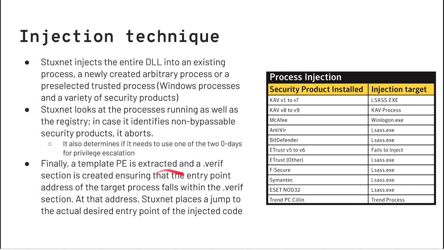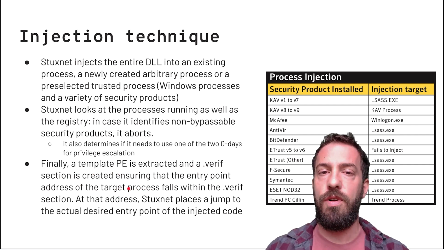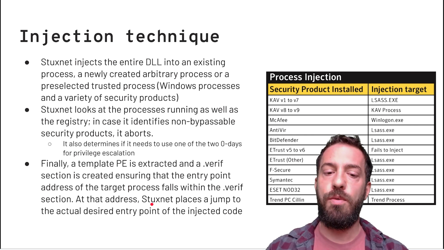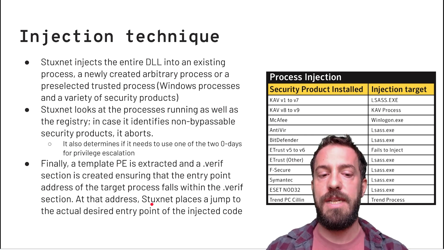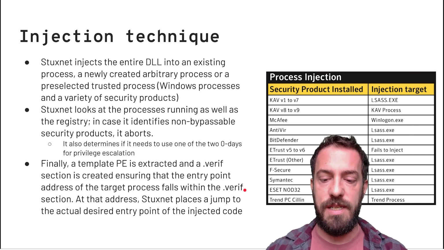So for this, the exact process you can read more in the manual that Symantec has produced about exactly how Stuxnet worked. But Stuxnet would be loaded in this .verif section, and then the entry point target should fall within that section. Stuxnet will place a jump to it and jump to the desired entry point of the injected code to start the execution after injection.